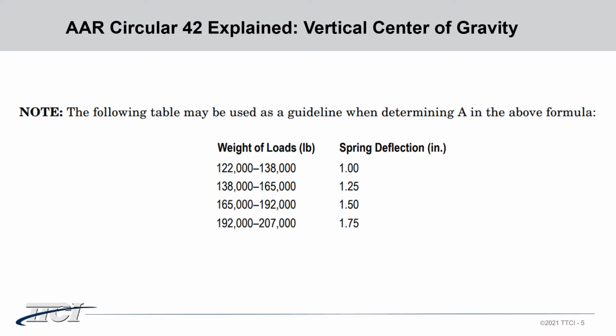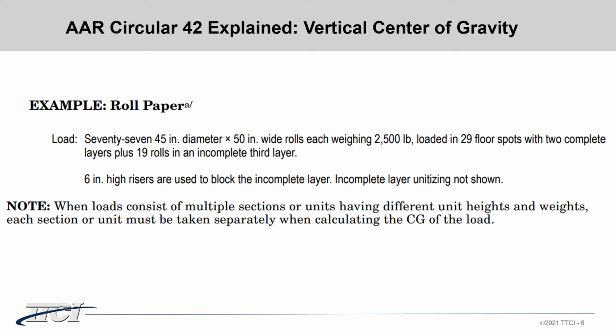To make the calculation more precise, we include a spring deflection table to account for the car floor height reduction when it's loaded. Our example is one that's fairly common in the roll paper industry: a boxcar load of rolls that steps down from 3 layers to 2 layers in the doorway. The note reads, when loads consist of multiple sections or units having different unit heights and weights, each section or unit must be taken separately when calculating CG of the load.